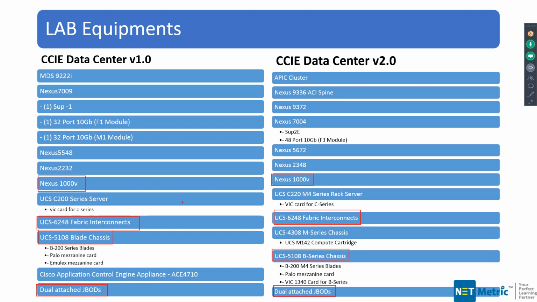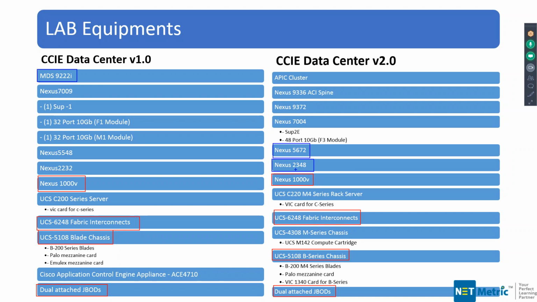There is no MDS at all now. This MDS is gone. 9222I, goodbye. The new things that catch my eye in the update for the next generation are Nexus FX, that is 2348, as well as 5672UP. This is a device which supports Ethernet, FC as well as FCoE. That means it's a unified platform.